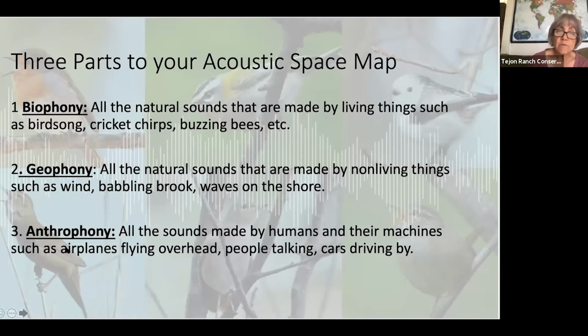And then the last category is anthrophony. Anthro means human. So anything made by humans or by the machines that humans make, like an airplane or a car or people talking, people walking, that's anthrophony. Biophony, bio means life, phony means sound. Geophony, geo means earth, phony means sound, and anthrophony, anthro means human, phony means sound.